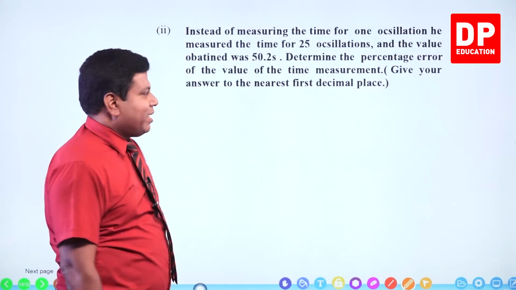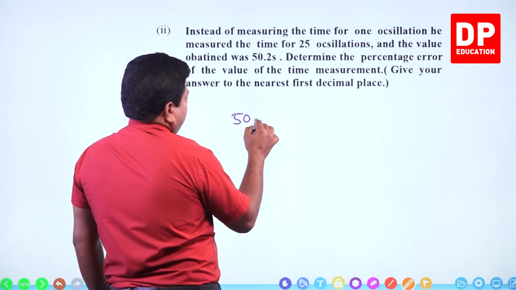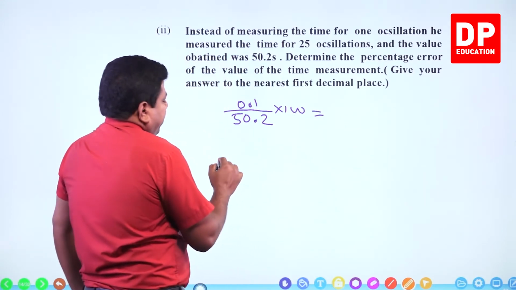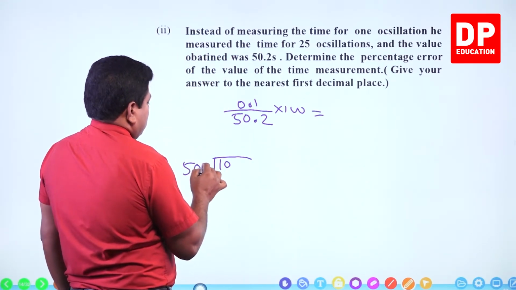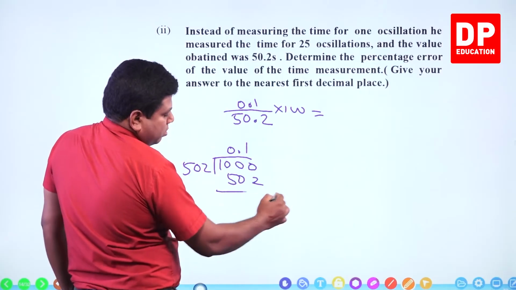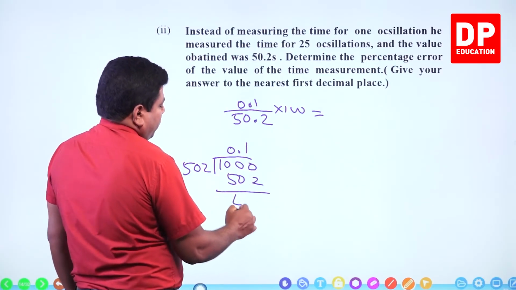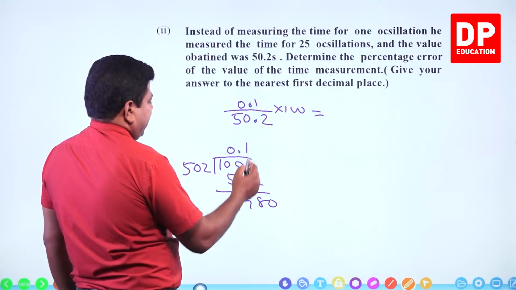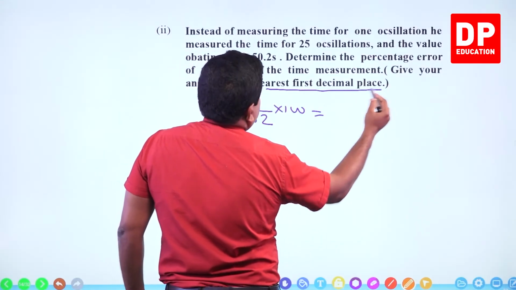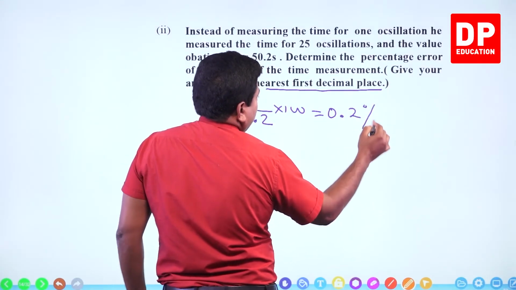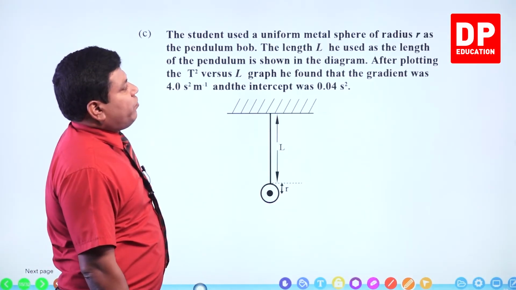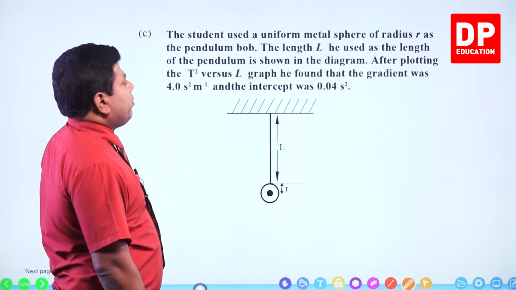See, basic stuff they are asking, basic stuff. So, it is going to be 10 divided by 50.2. Then you get 0.199, so this is going to be 0.199. Yeah. So, they say to the nearest first decimal place, we can give it as 0.2, 0.2%.